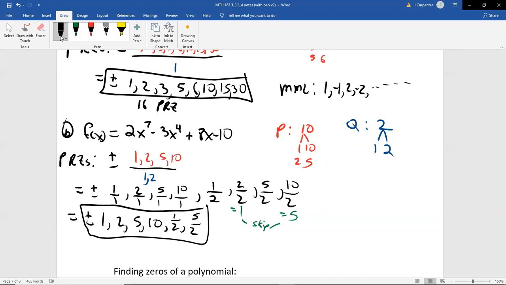1, 2, 3, 4, 5, 6. But when you consider the plus or minus, that's really 12 possible rational zeros that in the grand scheme of things you would be doing synthetic division with until you found a remainder of 0. You might have to do all 12, maybe you only do 2 or 3. Just depends on the problem.